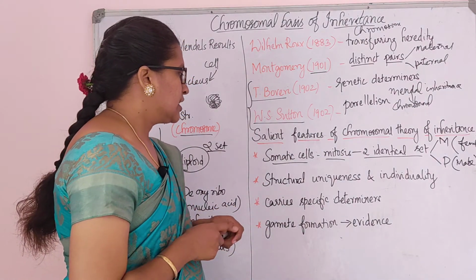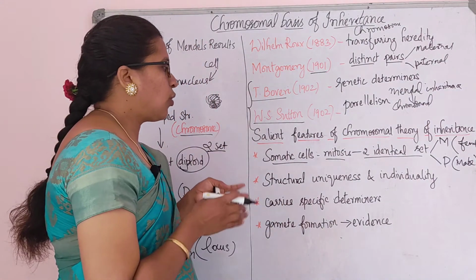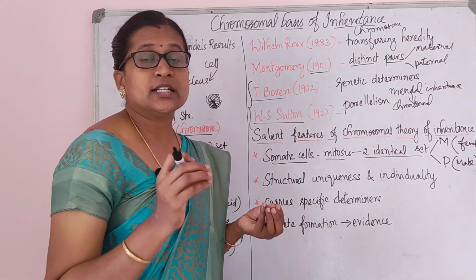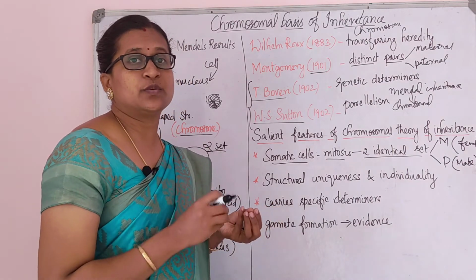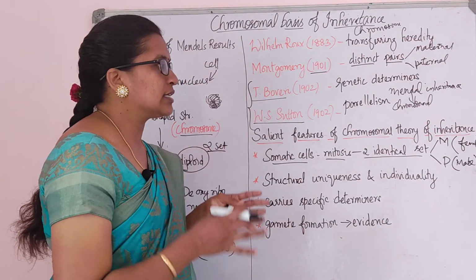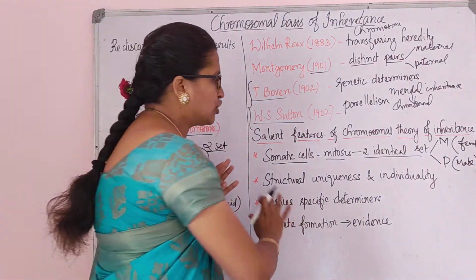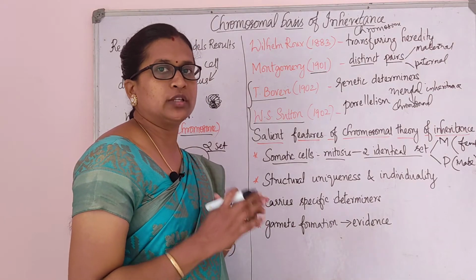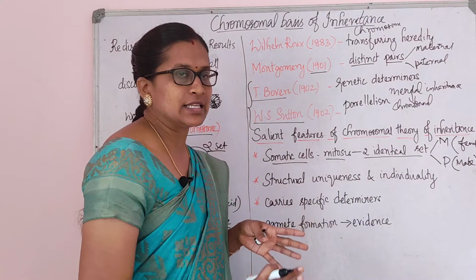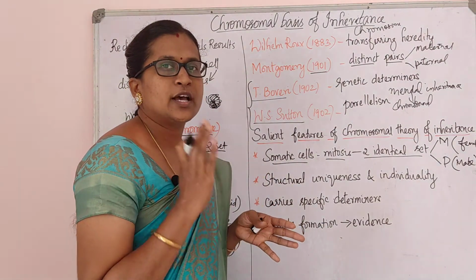So the second thing is structural uniqueness and individuality. As I said earlier, all individuals have a specific uniqueness and individuality. This is because of the chromosomes and the genes present in that particular individual. This chromosome uniqueness leads to the individuality of that particular organism. This holds throughout the life cycle. From when we are born, the way genes make us behave is the same till death. Throughout the life cycle, the uniqueness and individuality of that particular chromosome is maintained.